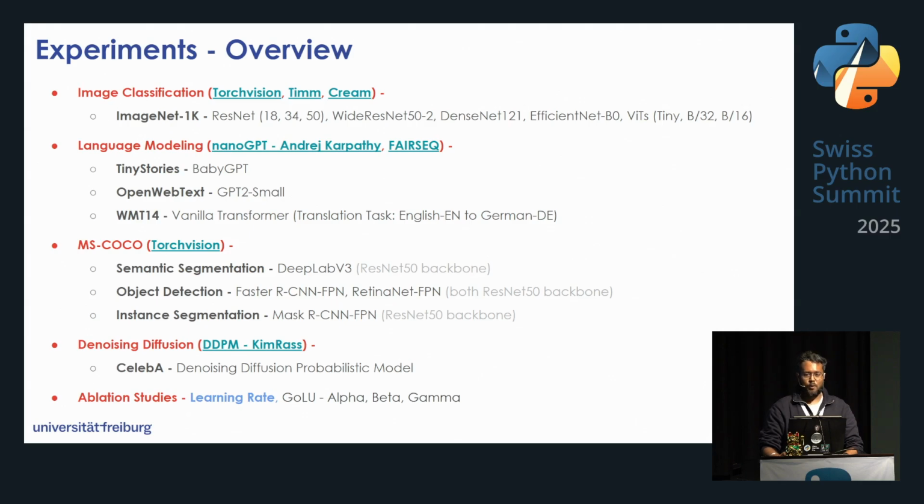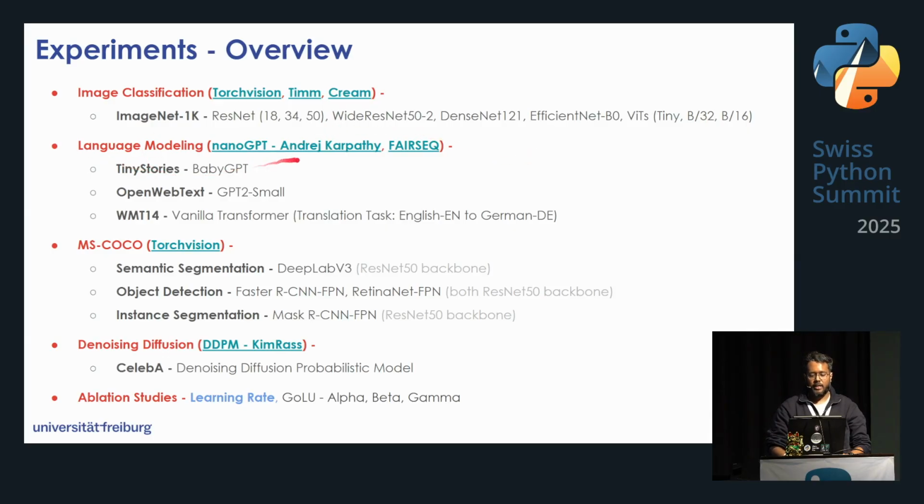Okay, so we start with image classification. In image classification, we leverage the existing Torch Vision, TIMM, and CREAM repositories and pipelines for training ResNets, WideResNet, DenseNet, EfficientNet from the AutoML team or the neural architecture search team of Google, and then also ViTs, Vision Transformers, Tiny, B32, and B16.